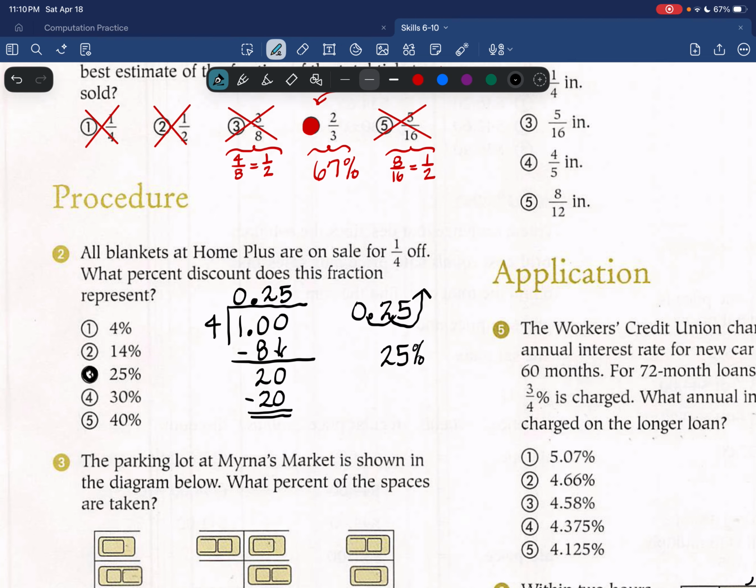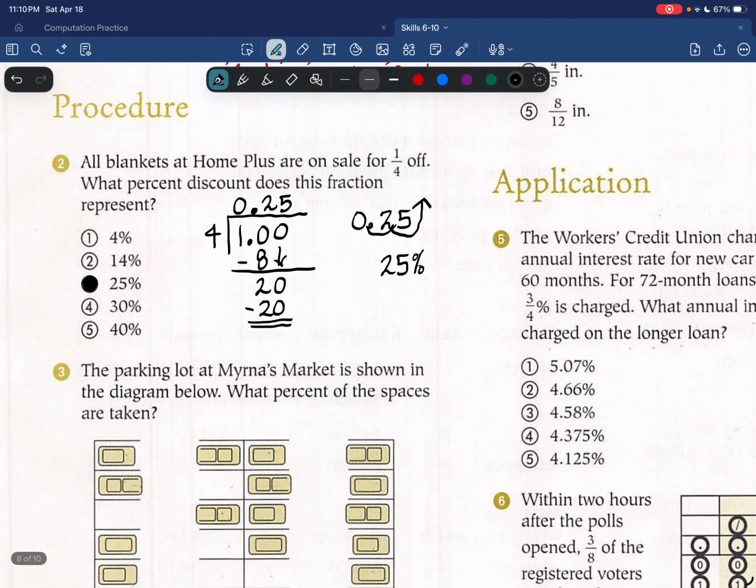If you know that one without writing anything down, that's great. That's even better. This is called a benchmark because it's so common. You can also think of $0.25 as 25 cents. There are 4 quarters in $1. So this one is one to memorize. It is a benchmark. It's like 1/2 and 3/4, 1/3, 2/3. Those are all to memorize.